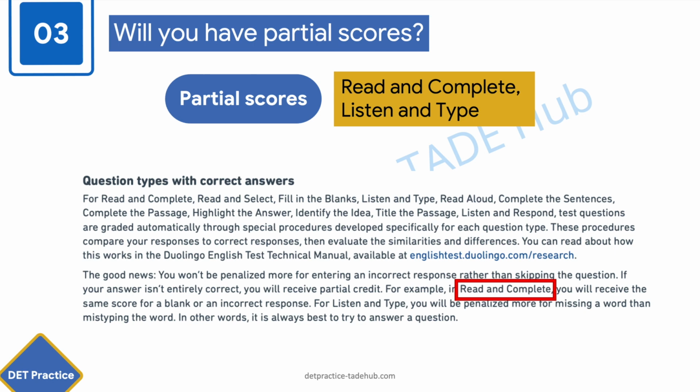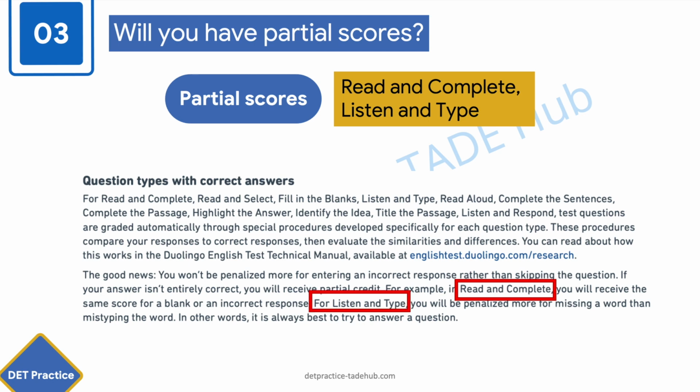For example, in read and complete, you will receive the same score for a blank or an incorrect answer. This is how your scores are graded. And because we have a lot of blanks in one read and complete question, whether you completed correctly only one blank, 2 blanks, or most of the blanks, you will also have scores.